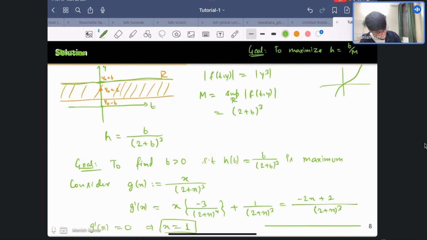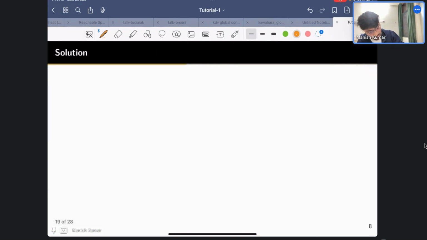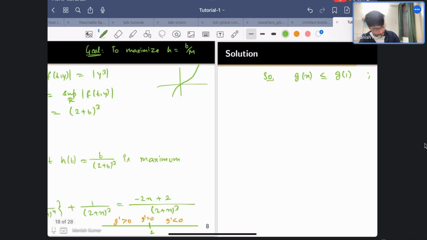Let's say this is the value 1. At this point g' is equal to 0. When you go away from 1, if you take a value larger than 1, then g' is negative, and if you take a value less than 1, then g' is positive. So this one point is where the maximum value of the function is attained, right? g(x) is less than or equal to g(1) for all x. This function attains the maximum value at 1.